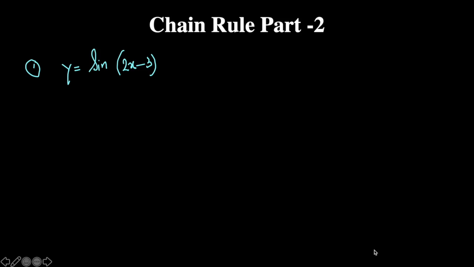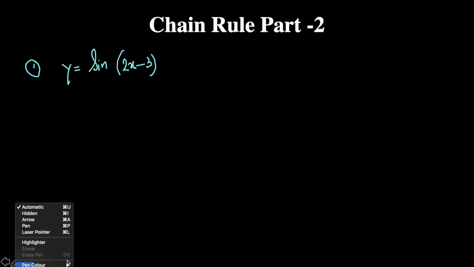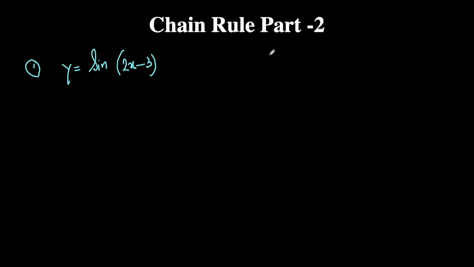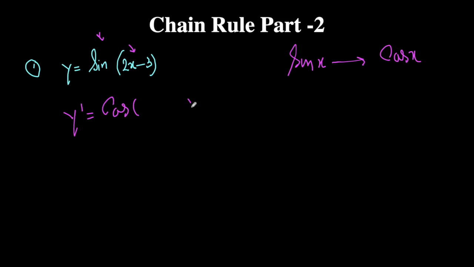Okay, now the first question is y is equal to sine (2x minus 3). So we know the differentiation of sine x is cos x. But inside sine we have another function, so I will assume a sine bracket. Differentiation of sine bracket is cos bracket, and inside the bracket nothing changes. That whole thing will be multiplied by differentiation of the bracket, and differentiation of the bracket is 2.